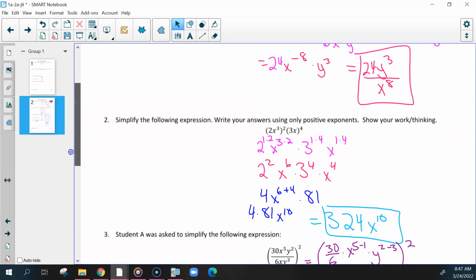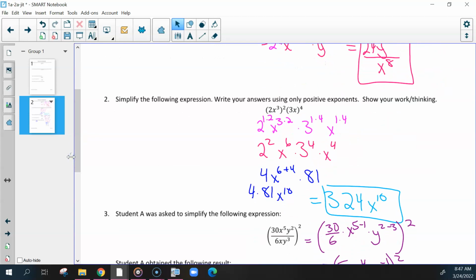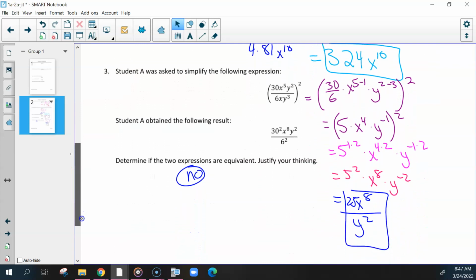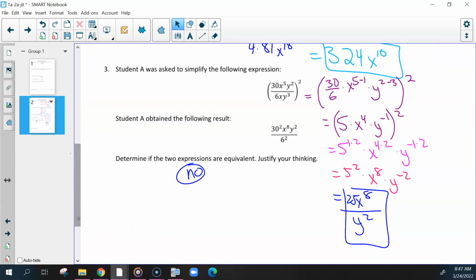Number 2, the final answer was 324 x to the 10th. Questions on that one? Number 3, whoever the student was did not simplify this correctly. If you did simplify it, you would get 25 x to the 8th over y squared.